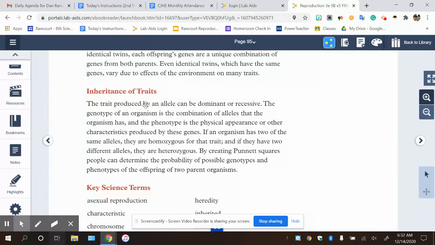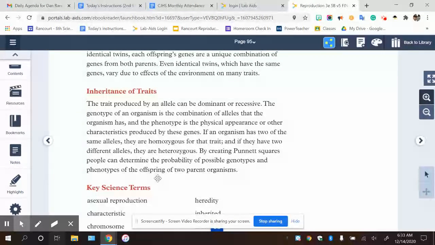Inheritance of traits. The trait produced by an allele can be dominant or recessive. The genotype of an organism is a combination of alleles that the organism has, and the phenotype is the physical appearance or other characteristics produced by these genes. If an organism has 2 of the same alleles, they are homozygous for that trait. And if they have 2 different alleles, they are heterozygous. By creating Punnett squares, people can determine the probability of possible genotypes and phenotypes of the offspring of 2 parent organisms.